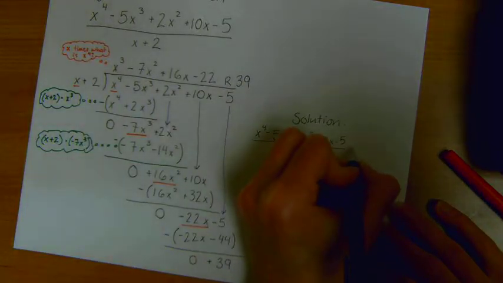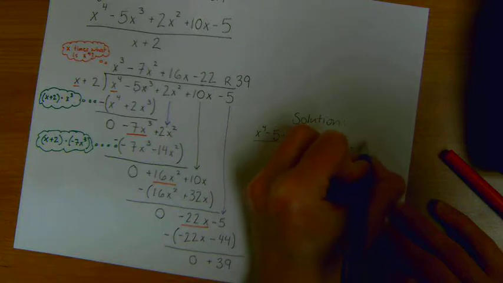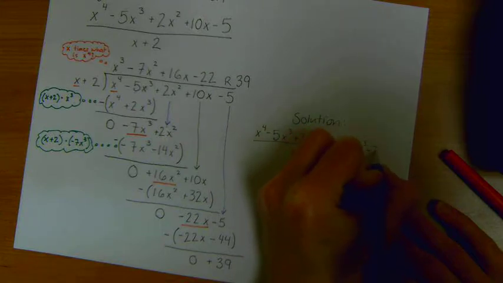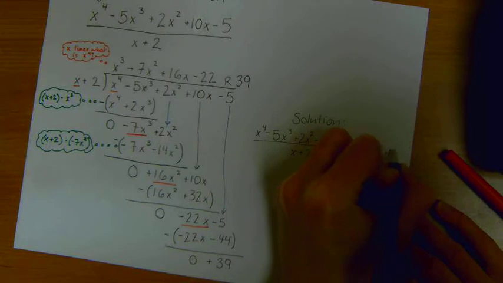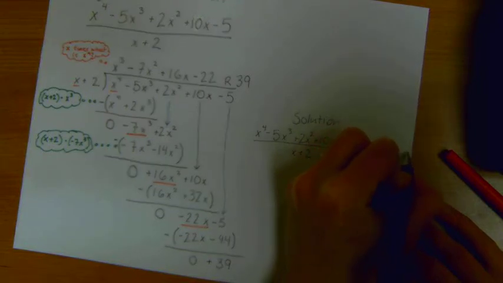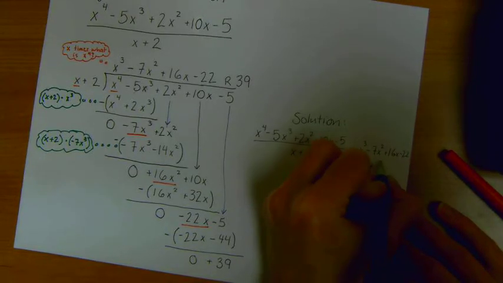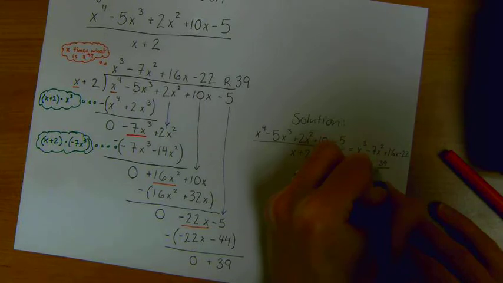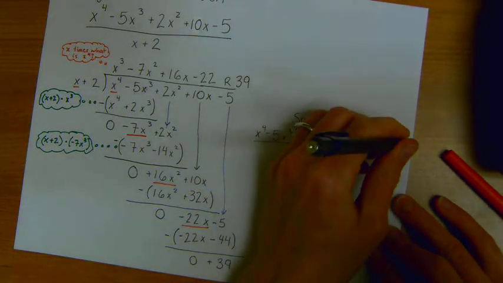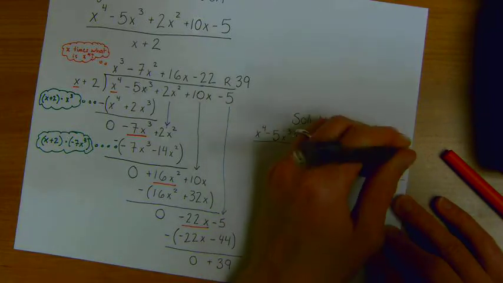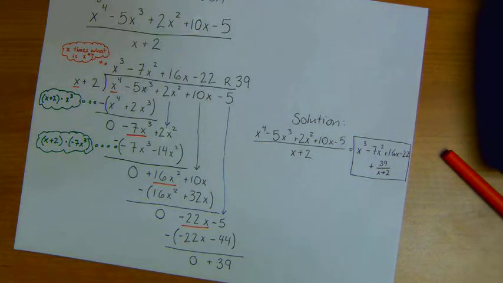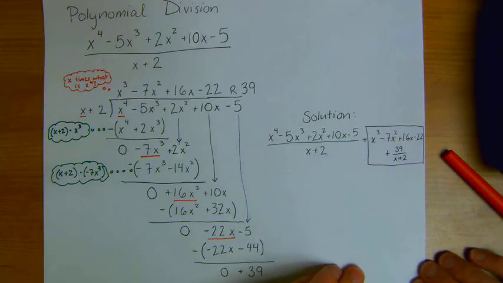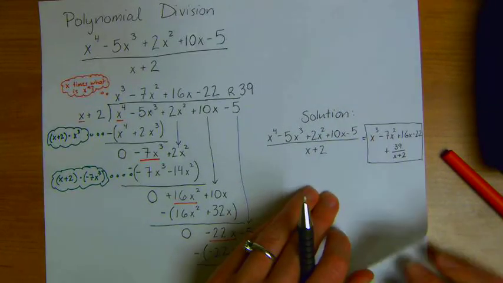We turn that remainder of 39 into a fraction. x cubed minus 7x squared plus 16x minus 22, oh no, I ran out of room, plus 39 divided by x plus 2. Our remainder becomes this fractional piece. I should have written that on a new line. So that's my long method of polynomial division.